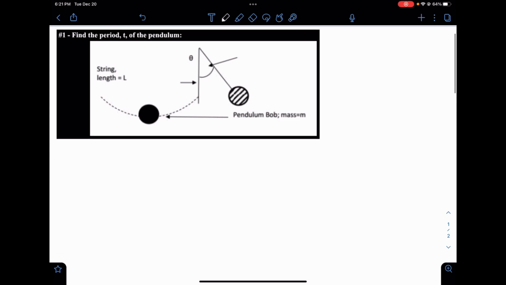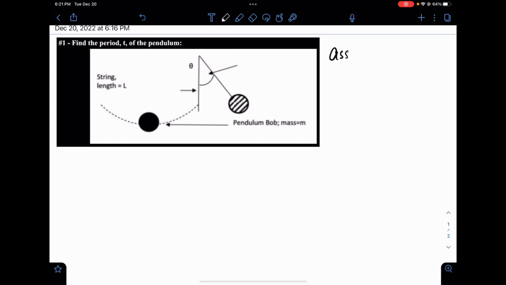So just for example, in this problem, some assumptions that we are going to make: first, massless string. For most problems that have a string or a rope in it, or maybe a pulley system, you're going to assume massless string. It wouldn't make a massive difference, but if that string did have some sort of mass, your math would then change drastically.